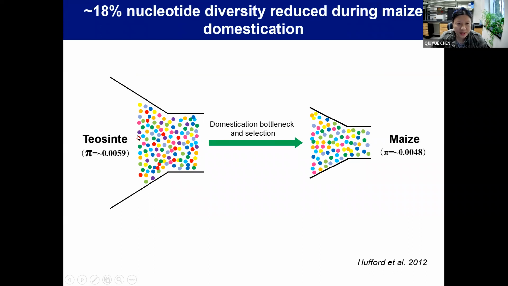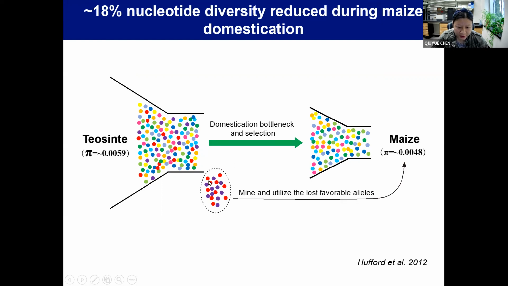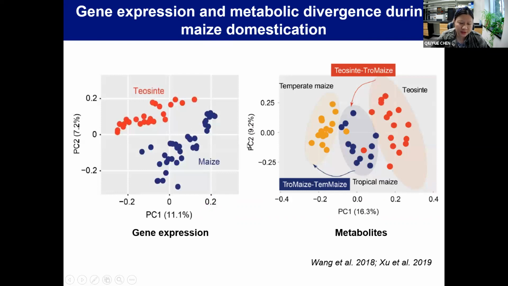I also want to mention that during maize domestication, about 18% of nucleotide diversity was reduced. And one important research area for scientists is to mine and utilize the not so favorable alleles from the wild teosinte and apply them to modern maize breeding. Beyond the genomic changes, studies also show there is strong divergence in gene expression and metabolites during domestication.